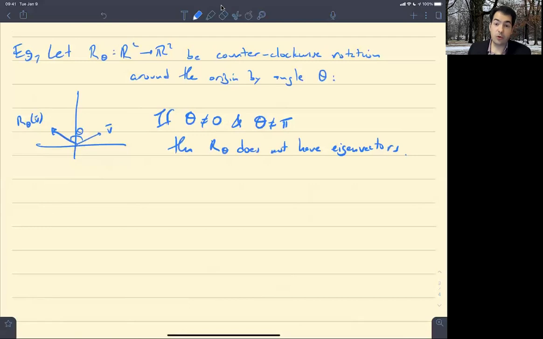So here's an example where you don't have eigenvalues and eigenvectors. Of course, if theta is equal to 0, if you rotate by an angle 0, you're not doing anything. So that's just the identity map. For the identity map, every vector that's not 0 is an eigenvector with eigenvalue 1. If theta is equal to pi, then you're just taking a vector and flipping it. So it's just the map v goes to minus v. So then, again, every vector that's not 0 is an eigenvector with eigenvalue -1.